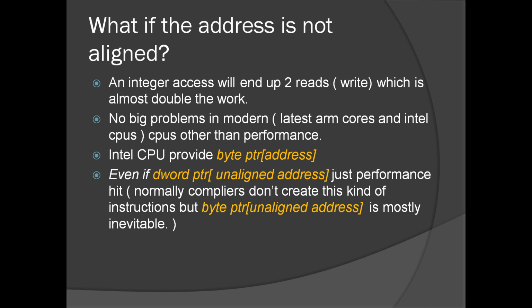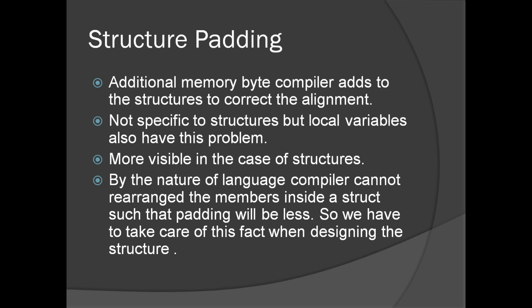In Intel x86 CPU we have byte PTR address, by which we can do a single read or write to a byte. Even if we are giving a dword PTR which has an unaligned address, CPU will read correctly. It is just the performance we're gonna pay. Normally compilers do not create this kind of instructions, so it will try to add some kind of padding to avoid this scenario. But compilers do generate byte PTR unaligned address, which is okay because anyway we are reading a single byte. So now let's discuss about structure padding.